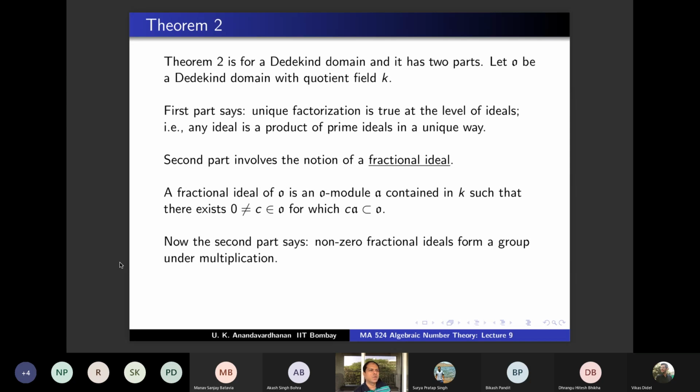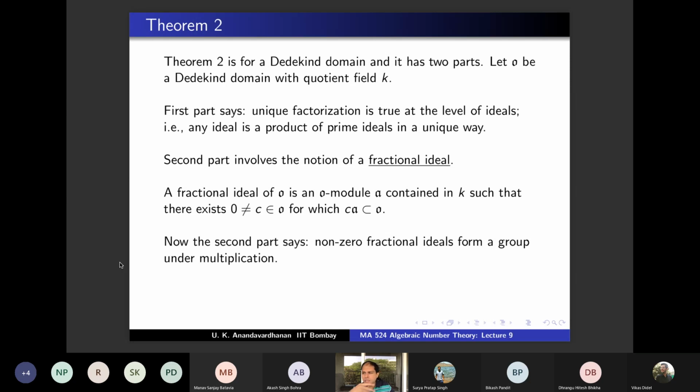And so what you need to show is that every fractional ideal is invertible, that every fractional ideal has an inverse fractional ideal. Given a fractional ideal A, there is a fractional ideal B such that A times B, the product of fractional ideals, is the unit element, which is O. So it's a very important theorem. It has two parts. One is unique factorization, and the second part is that non-zero fractional ideals form a group.